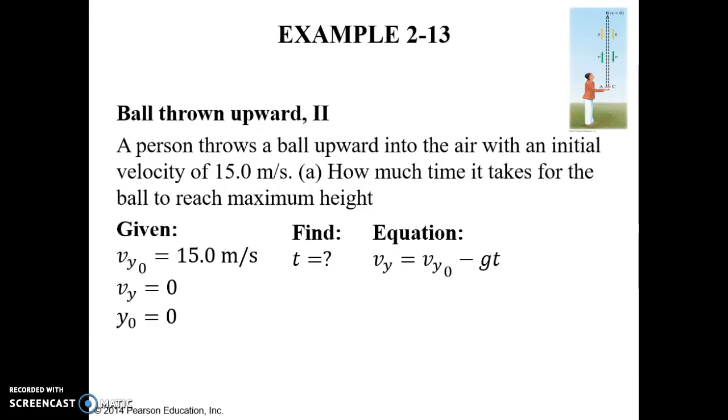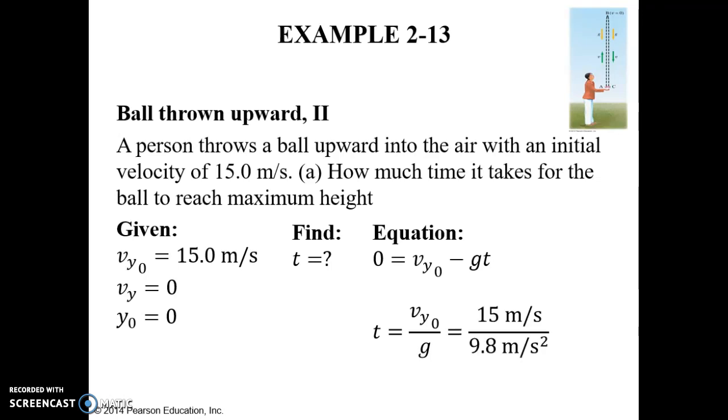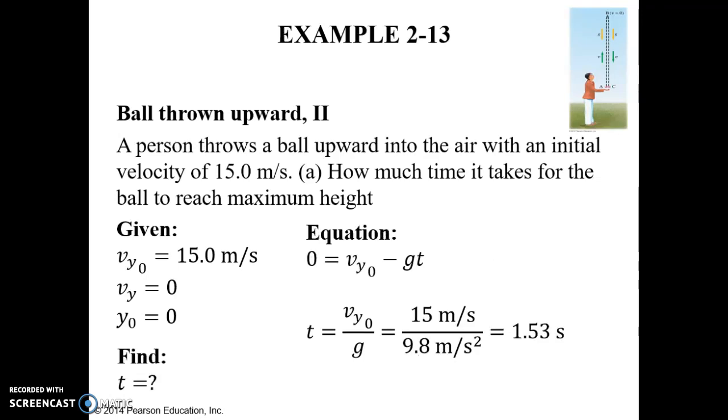Now cross out any variables that equal 0, which is just the final velocity. And now the equation reduces down to 0 equals Vy naught minus gt. Now rearrange the equation to solve for time. And you plug and chug, and we get 1.53 seconds. Notice that this value is half the value of the complete trip of going up and down, which was 3.06 seconds.